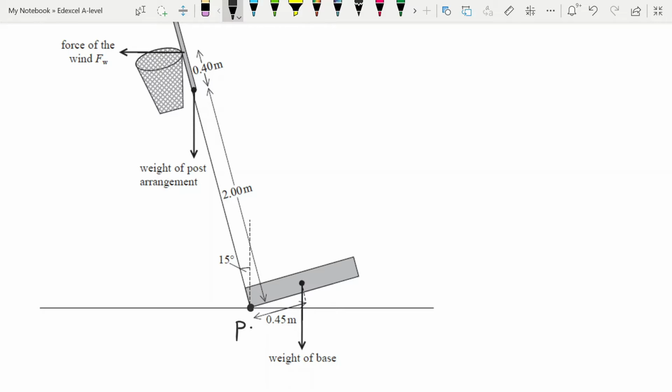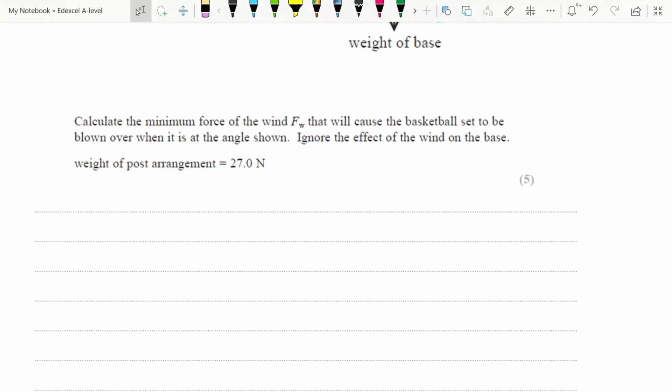We have the weight of the base, and from the pivot, the weight of the base is the only thing that is offering us a clockwise moment. We have two forces that will offer us an anti-clockwise moment, the weight of the post and the force of the wind. The question asks us to calculate the minimum force of the wind that will cause the basketball set to be blown over when it's at the angle shown. Ignore the effect of the wind on the base, and they give us the weight of the post arrangement.